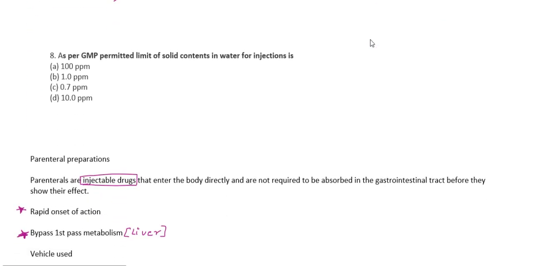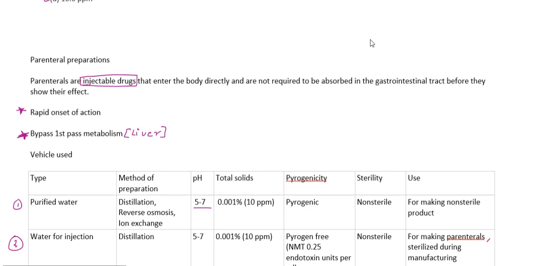Moving on to the next question. As per GMP, the permitted limit of solid content in water for injection is, we have different options here: 100 ppm, 1 ppm, 0.7 ppm, 10 ppm. The right answer for this is 10 ppm. ppm stands for parts per million.